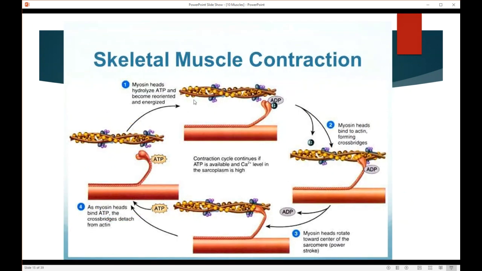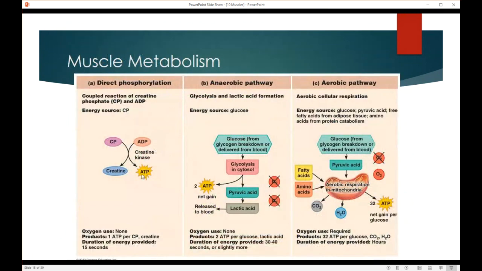This is just another visual to sort of show you what happens. You can review it in the slides that I posted for you. Okay. So muscle metabolism happens in three different ways. First we have direct phosphorylation. Direct phosphorylation requires no oxygen. Okay, and we can do this for about 15 seconds. And this is when we get the reaction of creatine phosphate, or CP, and ADP.